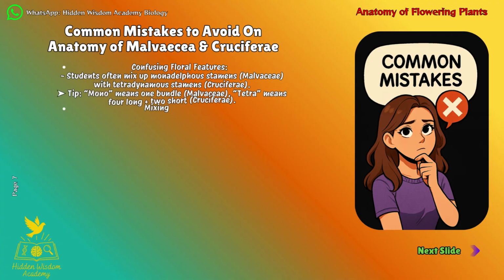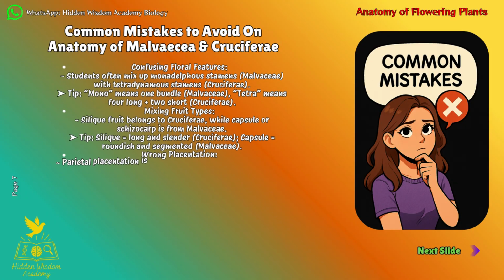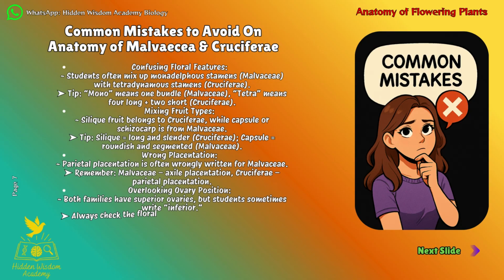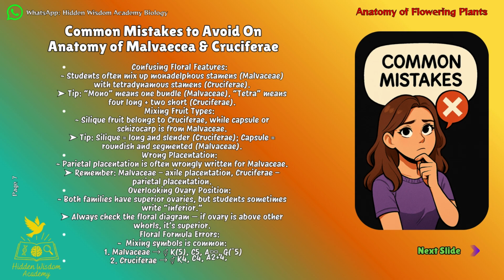Let's look at some common mistakes students make in Malvaceae and Cruciferae. First, don't mix up the stamens. Malvaceae has monodelphous stamens, while Cruciferae has tetradynamous stamens. Second, silique fruit belongs to Cruciferae, not Malvaceae. Third, Malvaceae shows axile placentation, and Cruciferae shows parietal placentation. Both have superior ovaries, so never mark them as inferior. And finally, be careful with floral formulas. Even a small symbol mistake can cost you marks. Keep revising diagrams and formulas, that's the secret to accuracy in exams.